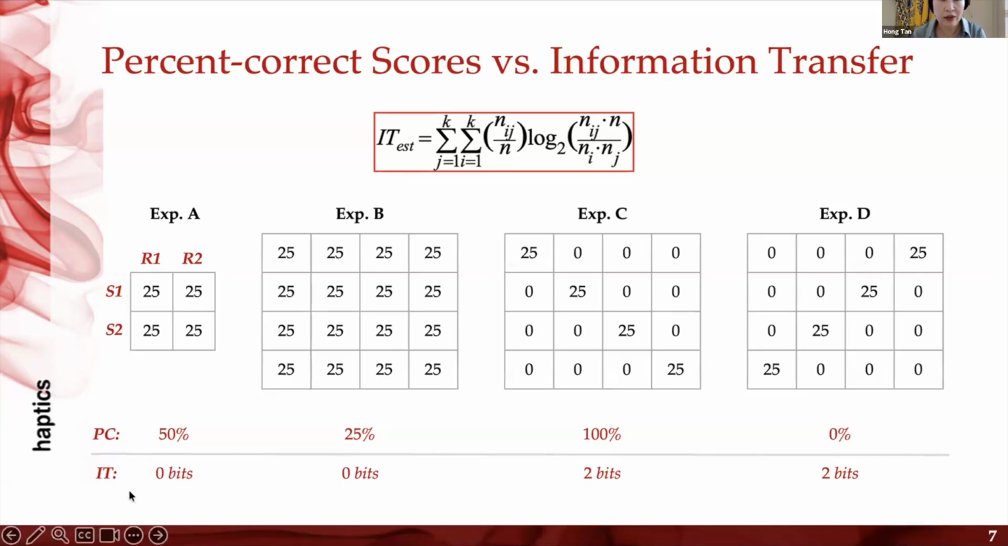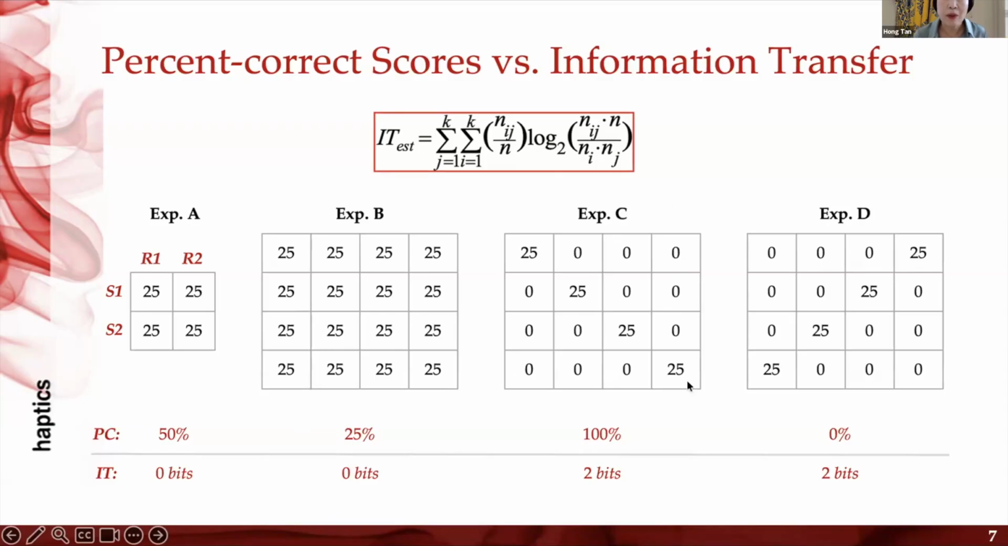Now, if you calculate information transfer, nothing is being transmitted. So in this case, you can roughly think of information transfer as the correlation between stimulus and response. And then here it's just everything's confusing, right?